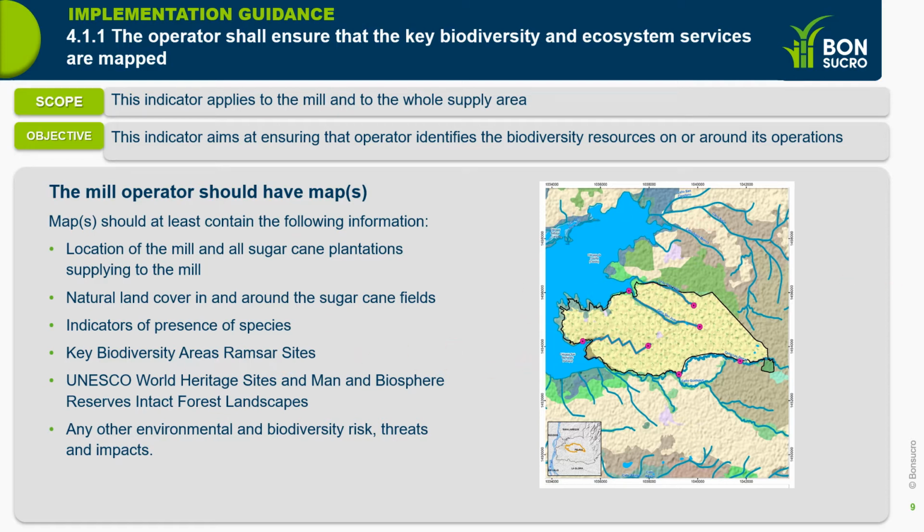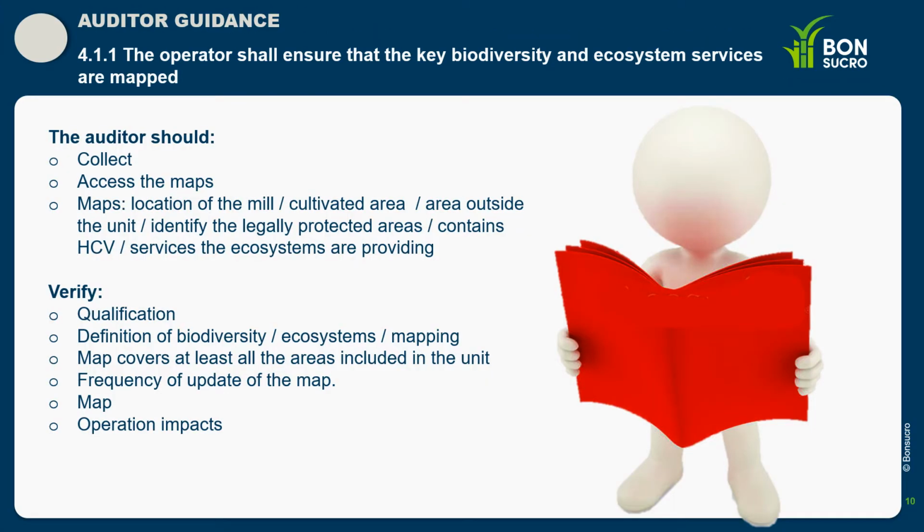From the auditing point of view, it's important to be sure who made the maps, how the maps have been done, what's the date of these maps that maybe need to be updated, what we can find on the maps, and to be sure that the scope is for all the supply area. So of course the auditor needs access to the maps and to have this map to control other indicators in the same criterion. So of course to see the qualification of the person who made the maps, the definition of biodiversity ecosystems that have been mapped actually.